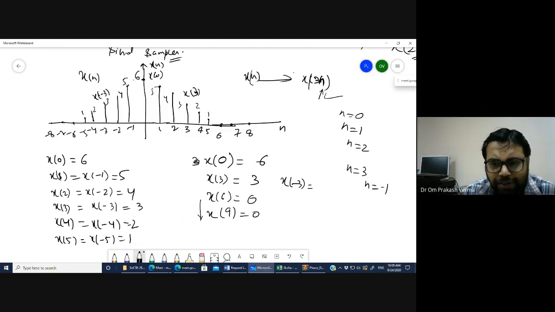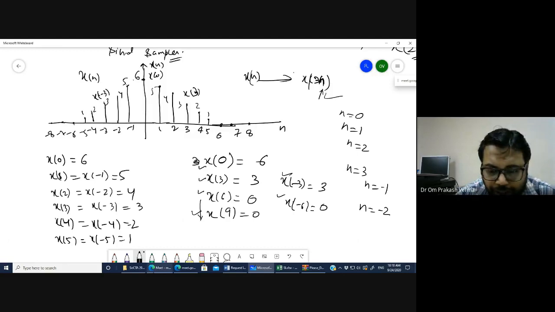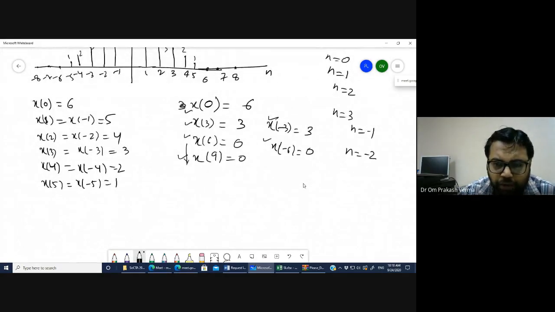So the -3 value is nothing but 3. When n equals -2, it will give -6, and the -6 value is nothing but 0. So your new values x0, x1, x2, x3, x-1, x-2 become like this. Okay, so what is this? This new value may be represented like this.